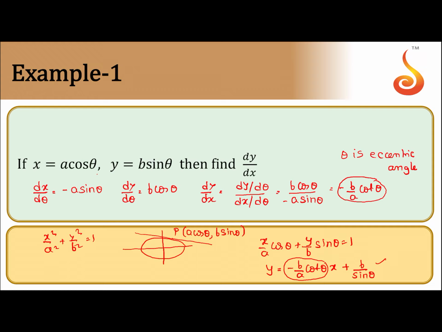Here, a is the semi-major axis and b is the semi-minor axis, but that depends upon the problem. Suppose b is bigger, then it becomes the semi-major axis. If a is bigger, then it becomes the semi-major axis. The other one will be the semi-minor axis.